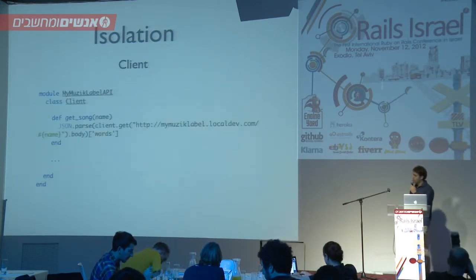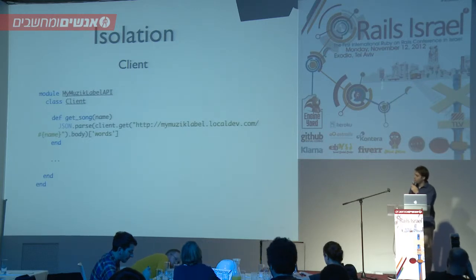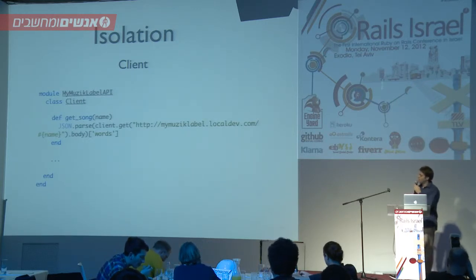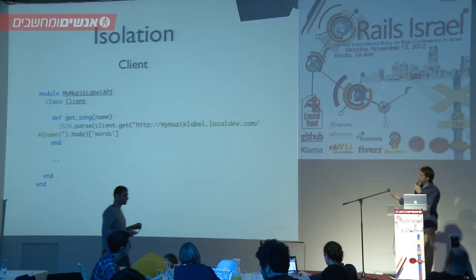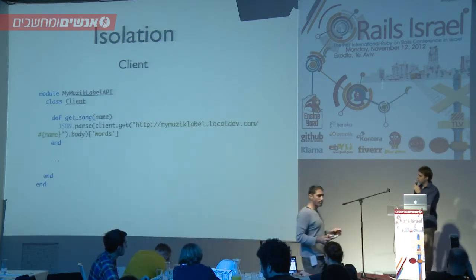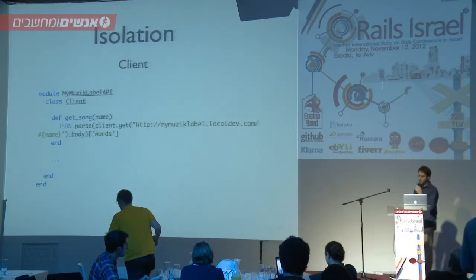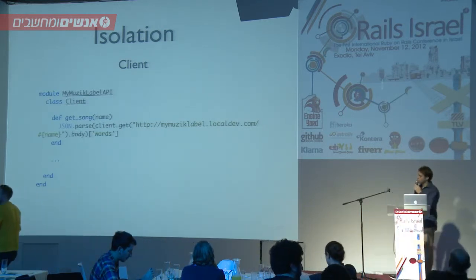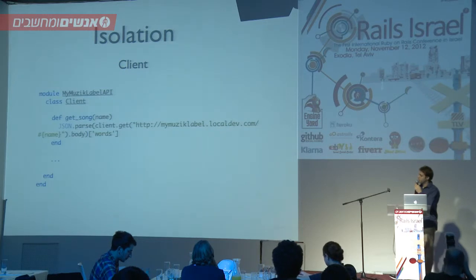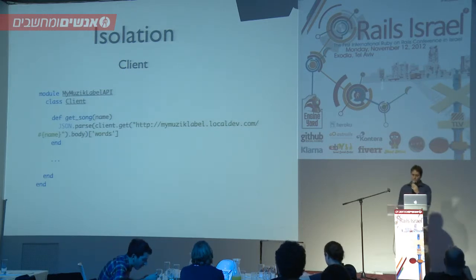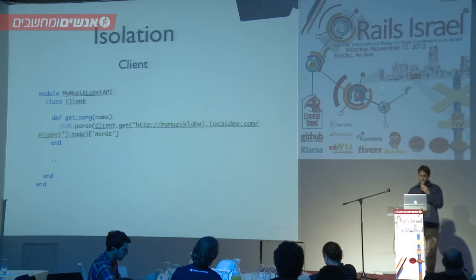And in the client, we would have the method that we showed beforehand. We'd have like a get song on the client. And that would basically go ahead and get the get action, right, for get song. It would parse the JSON and take out the words from the words hash that was passed back in, and give it back to whoever's using that client. Right? And the test would look something like this.